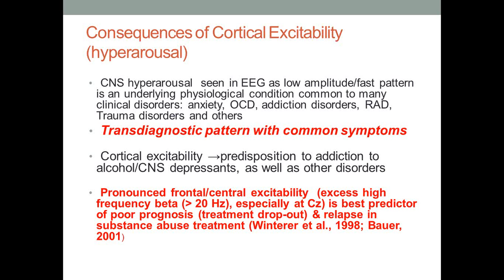The biggest one is the cortical excitability, predisposition to addictions to alcohol or central nervous system depressants, as well as other disorders. And it has a pronounced frontal central excitability, the excessive high frequency beta, greater than 20 hertz, especially at CZ. And this is the best predictor of a poor treatment prognosis and relapse in substance abuse. Bowers' study is the one we usually cite. There are actually two there, but Bowers is the latest and discusses what we were talking about as far as CZ high beta being one of the best predictors of relapse.